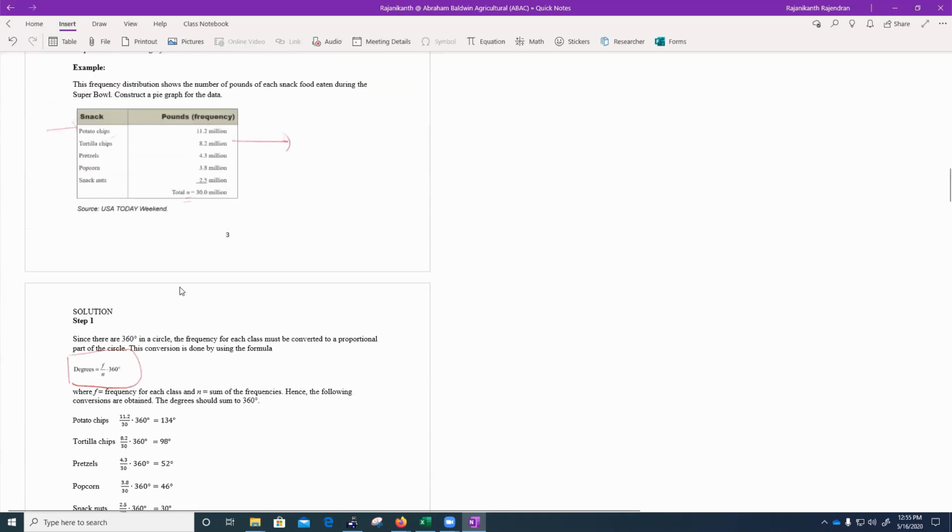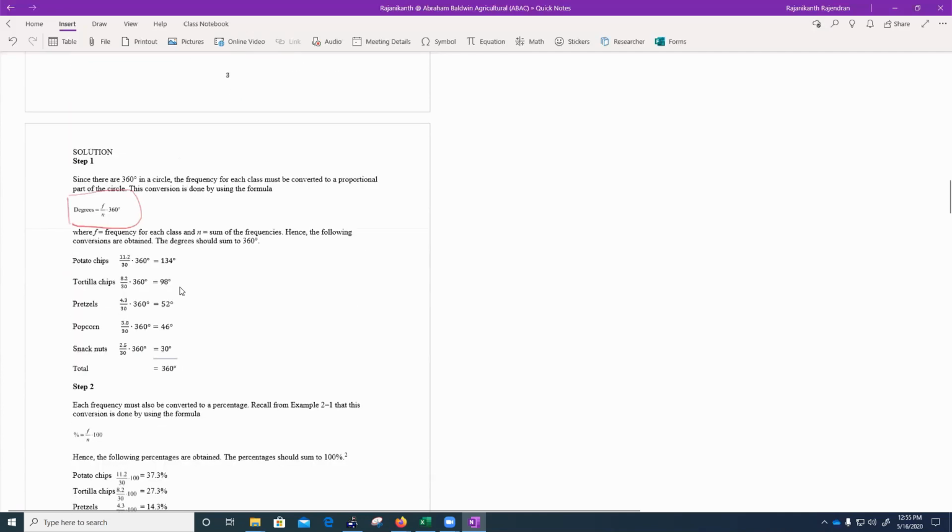For example, if you want to find the angle on the pie chart for the first variable, potato chips, the potato chips make 11.2 frequency value. So that's what we have, 11.2 here. My f is now 11.2 over the total number of frequencies, 30, times 360 degrees. This will give you how much angle is occupied for the first variable, that is 134 degrees. In a similar way, you can find all the variables.